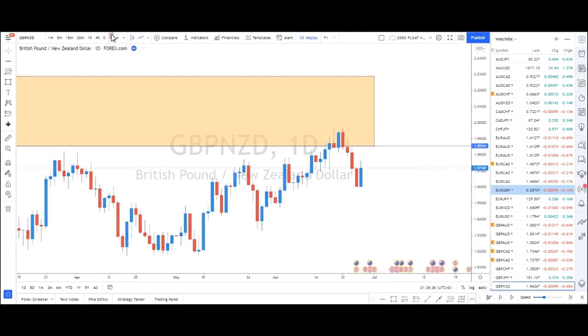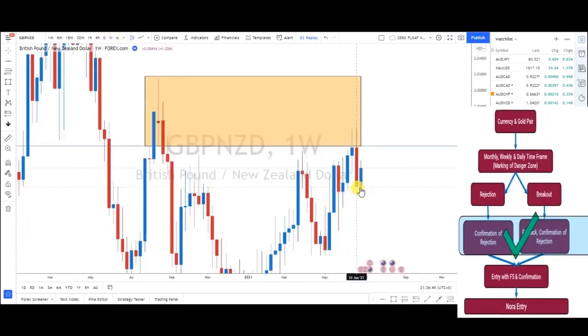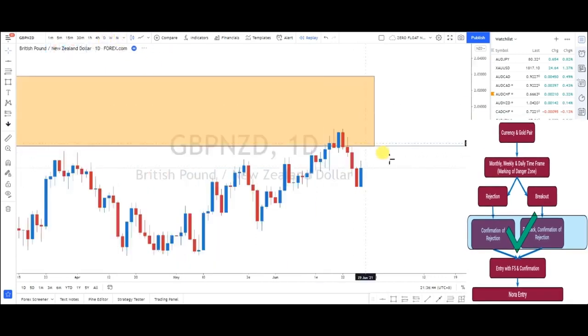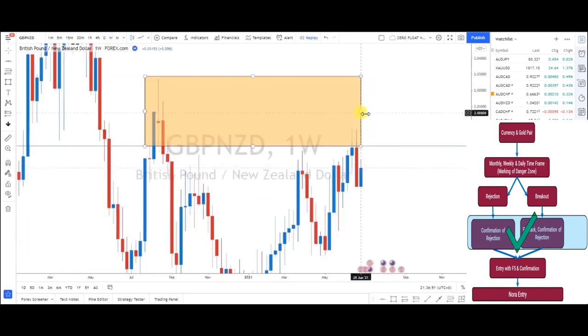Okay, now let's look at the weekly time frame. On the weekly time frame, the candle has closed a bearish engulfing outside of the zone. On the daily, we can see that there's a 3 black crow. So weekly we have the bearish engulfing close outside of the zone. This is the bearish engulfing. Correct, guys? So we have the rejection.